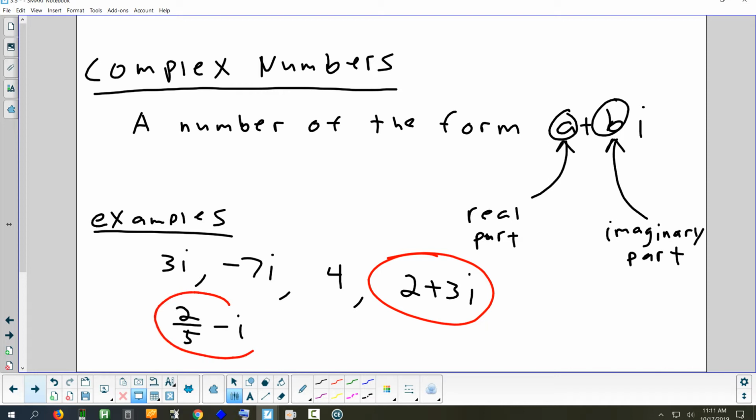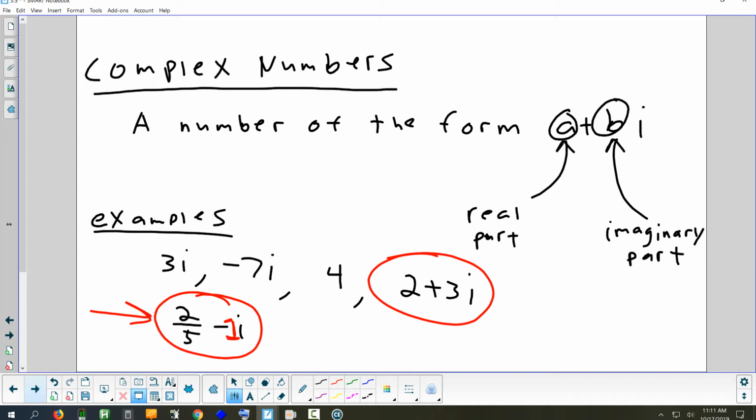How about in this one? 2/5 - i. What number is in front of i, even though it's not written there? Yeah, -1. There's a -1 there. So if I just asked you a simple question like, okay, the one that I'm pointing to, tell me the real part and tell me the imaginary part. You'd say the real part is 2/5. The imaginary part is -1.